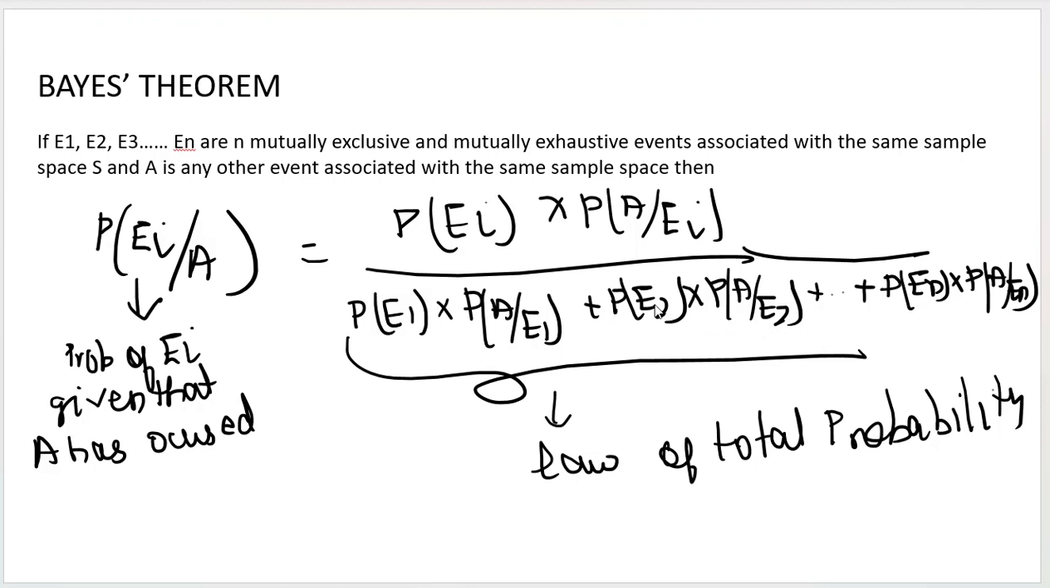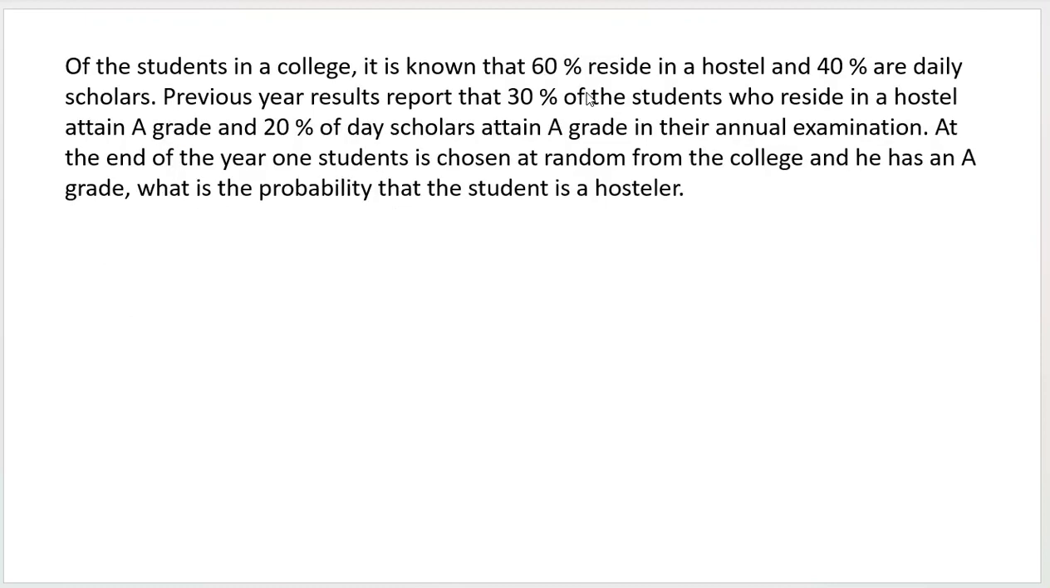Okay, so this is the formula by which we can get the conditional probability of event Ei given that A has already occurred, but these events Ei should be the n mutually exclusive and mutually exhaustive events. Only then you can apply the Bayes theorem. So we now see problems in which we apply Bayes' theorem.